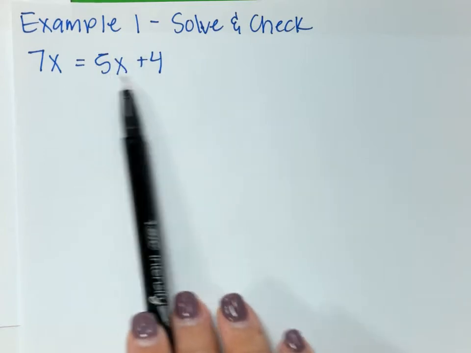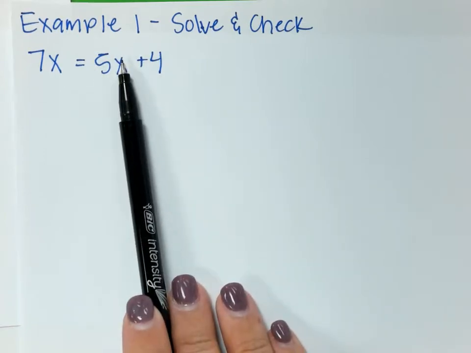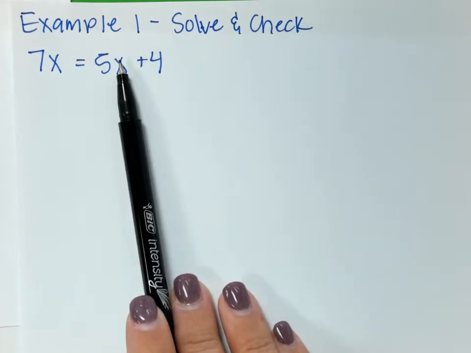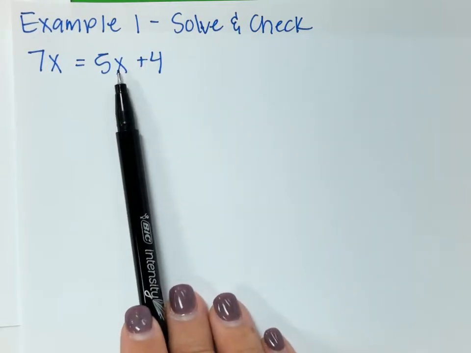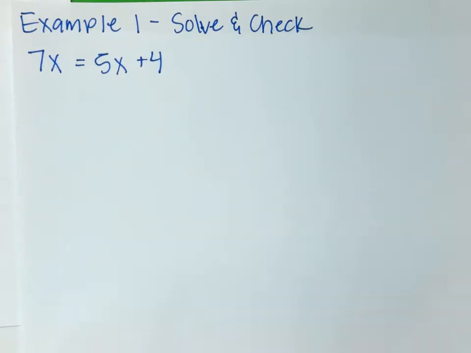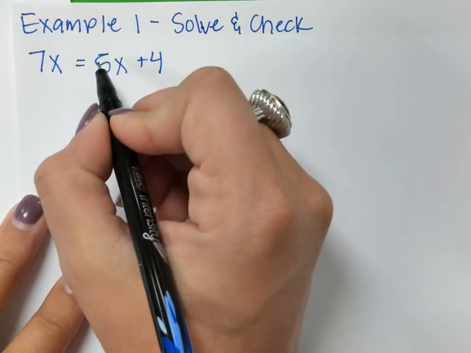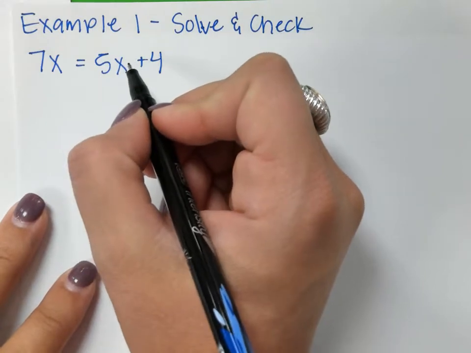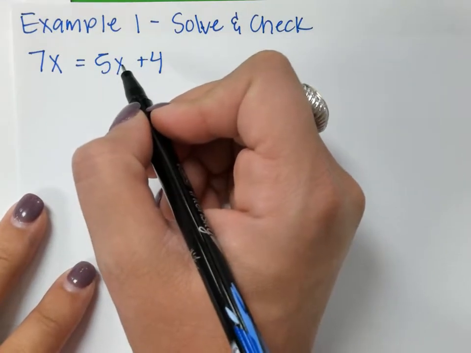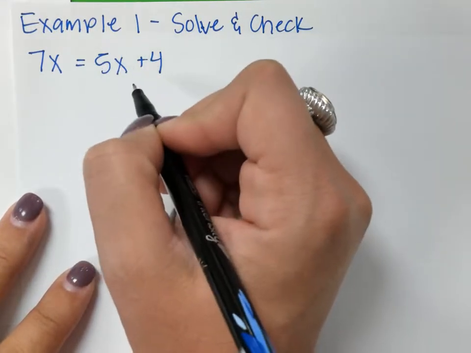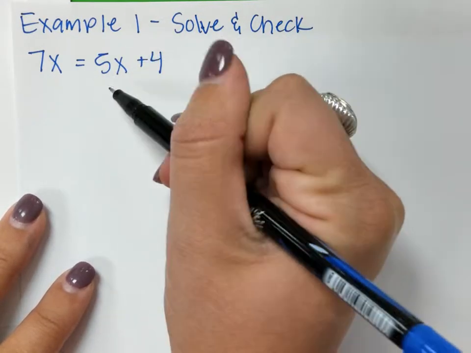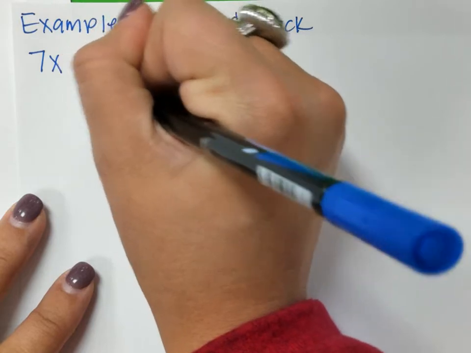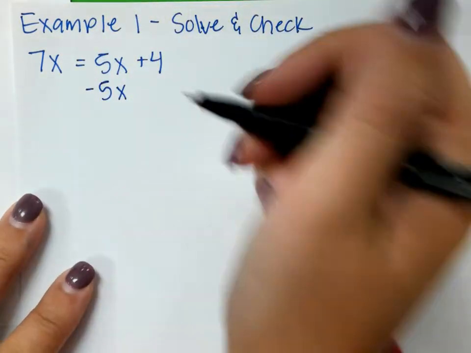This is a positive 5x though, right? Remember, we're only using our addition and subtraction property to move them to the other side. So if I want to move this to the other side, I'm just going to subtract 5x from both sides. Okay. So we're not dividing. We're not dividing here. This is 5 times x, which normally we're used to dividing, right? To solve for x. But remember, we're not solving for x right now. We're just getting all of our variables to one side. So if I'm moving this over, that means I'm subtracting 5x from both sides.